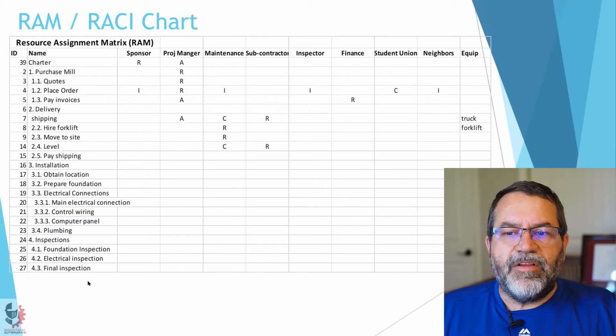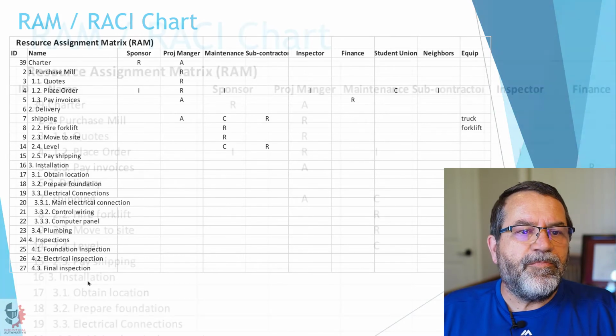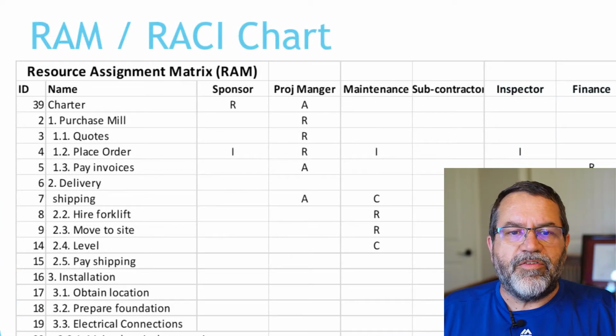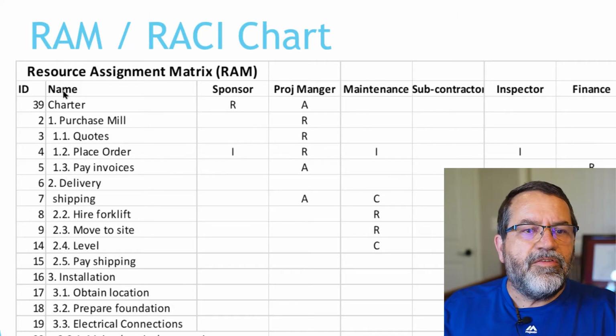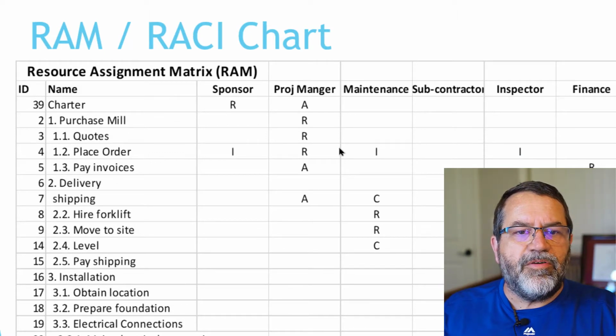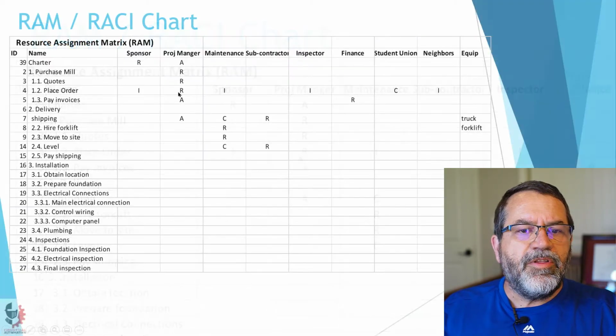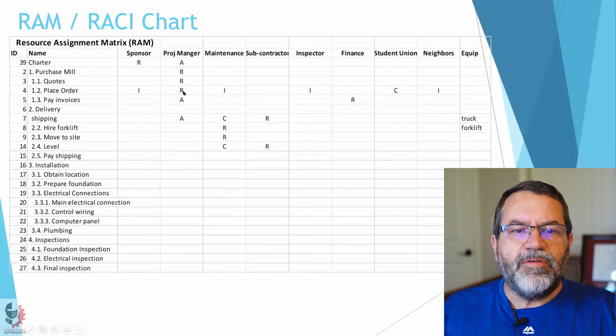Here what I've done, and I haven't finished this, but I've started. I start with the R's first because I want to decide who's doing each task. So here we've got purchase mill. The project manager is responsible for that. They're responsible for quotes and for placing the order. But notice with place order, in addition to the project manager being responsible, I've got some other involvement.